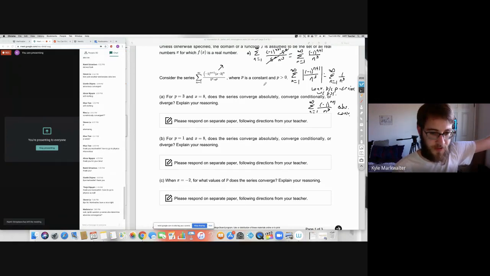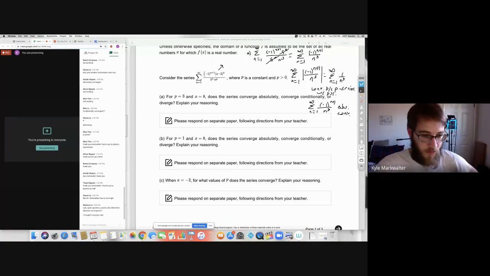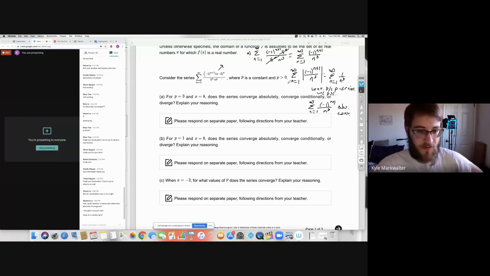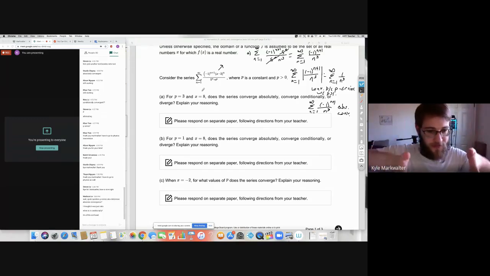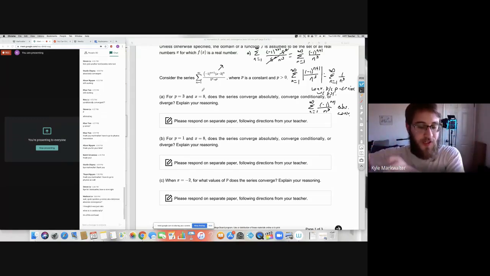Yeah, P series also. So here's the thing. What the ratio test automatically checks. So the ratio test, if you put that absolute value, automatically checks for absolute convergence.